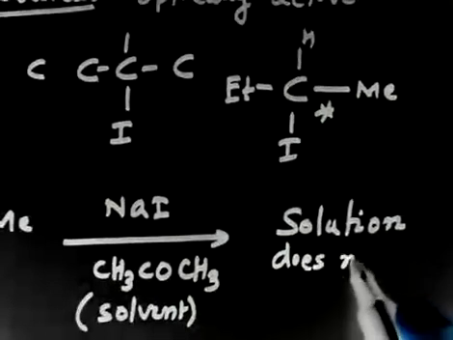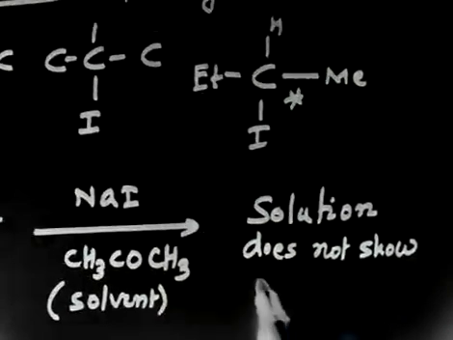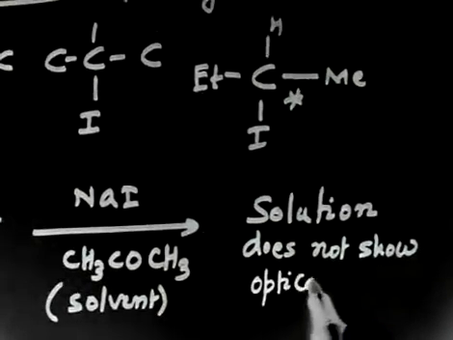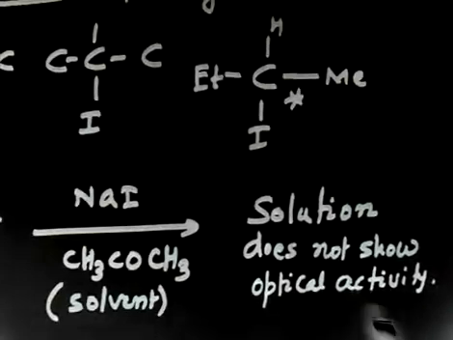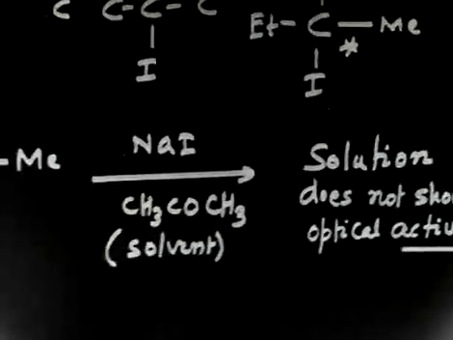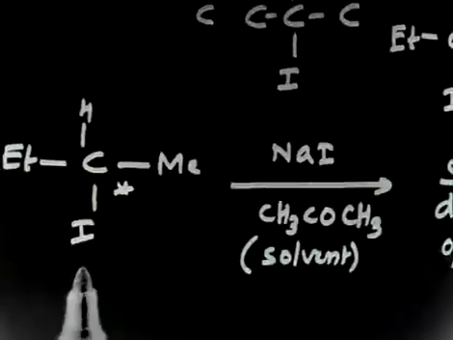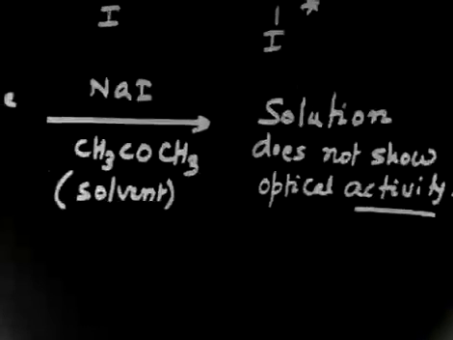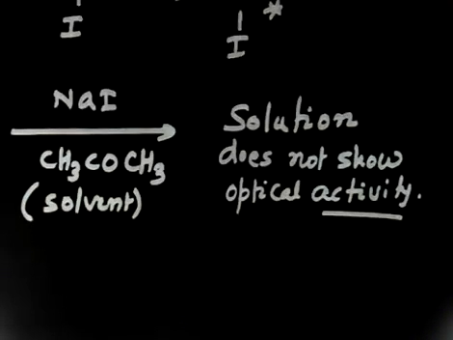The solution does not show optical activity. So what is the reason? You know the answer. Initially this is optically active. You have taken one isomer, either R or S, and finally the solution becomes optically inactive. How is this possible? Can you tell me what is the reason?